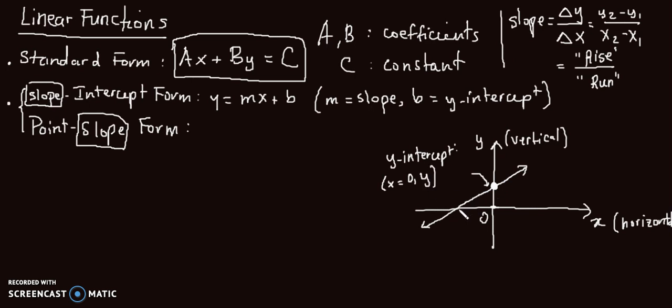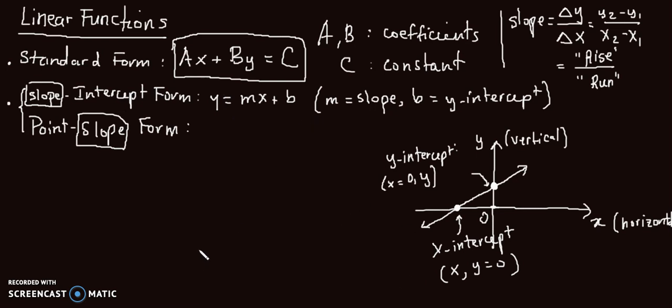The same thing here. This line cuts the OX axis at this point, so this is called the x-intercept. At this point we have the x value, and y would be equal to 0. You need to remember this very well. So the slope-intercept form is y equals mx plus b.